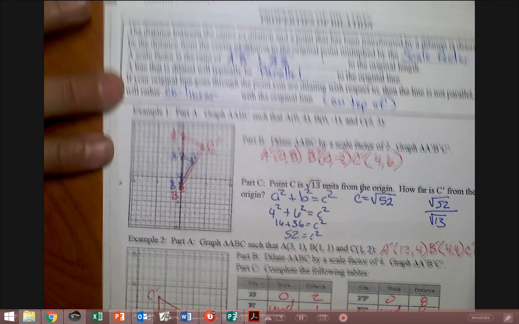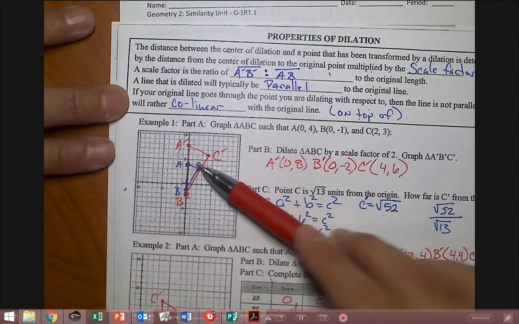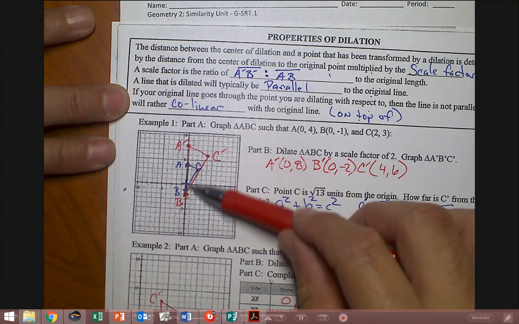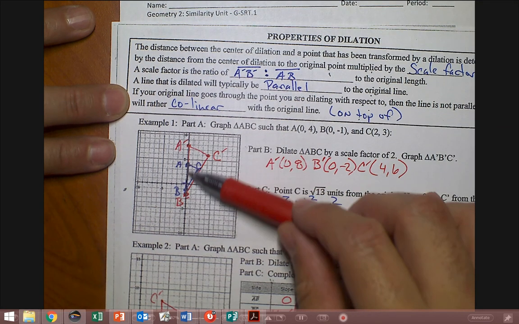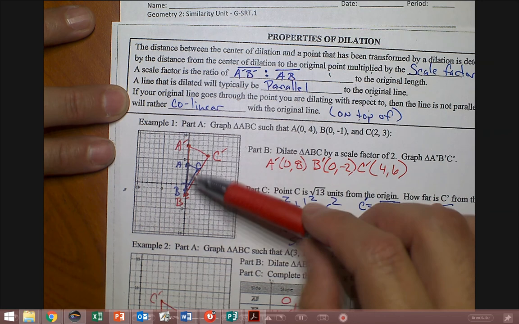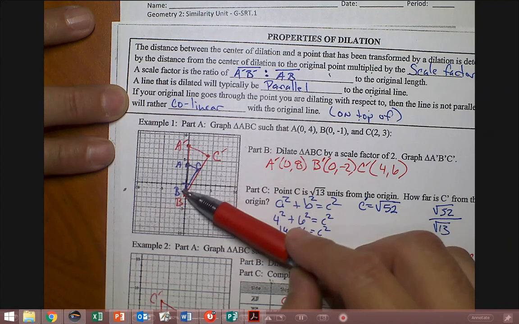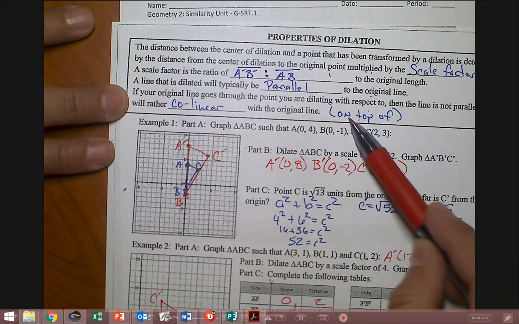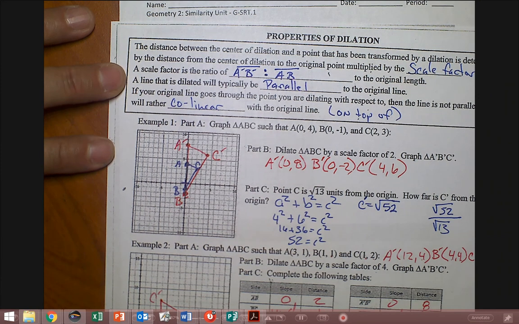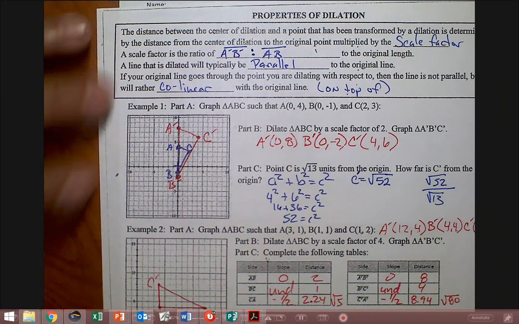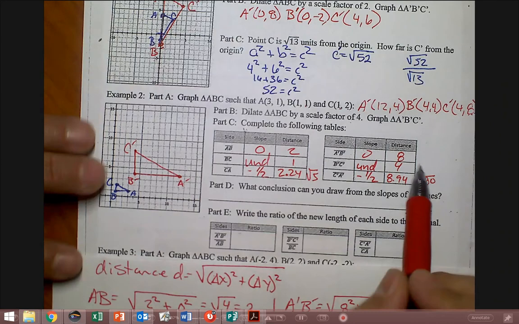The only time it's not going to be is on this one right here. If you notice, these are going to be collinear. They're on top of each other. That's what this piece right here means. So my AB portion is collinear with the A prime B prime. So that's the collinear that's on top of. So they only collinear, they line up on the same line. Exactly. All right, so let's take a look at my information here.